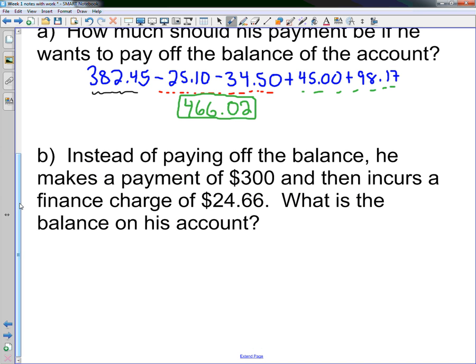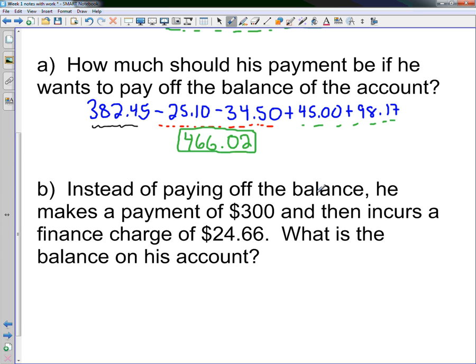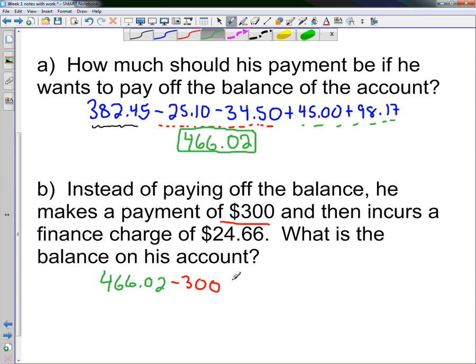Okay, so part B. It says instead of paying off the balance, he makes a payment of $300, and then occurs a finance charge of $24.66. Okay, so we had a balance of $466.02. We're going to make a payment, so this means we're going to subtract off, so minus 300, and then we're going to go ahead and add the 24.66.